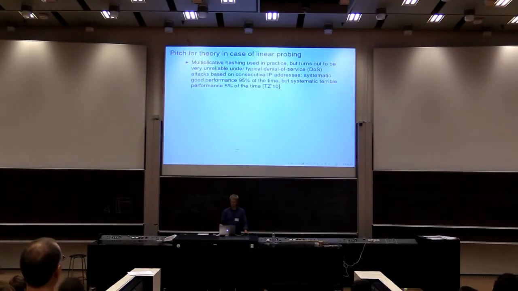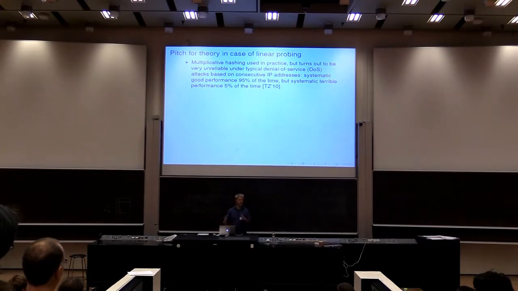So I think this is a very strong pitch for theory in the case of linear probing. Because multiplicative hashing like this multiplication-shift thing, and also multiplicative hashing with primes, Rasmus had already earlier shown that was vulnerable. It's very unreliable under this typical denial of service attack where you just do consecutive numbers. People have talked about doing intelligent attacks, but this is in some sense the most unintelligent attack you can come up with, and yet it really works. And it's really nasty because 95% of the time it works really well, and then sometimes really, really badly.